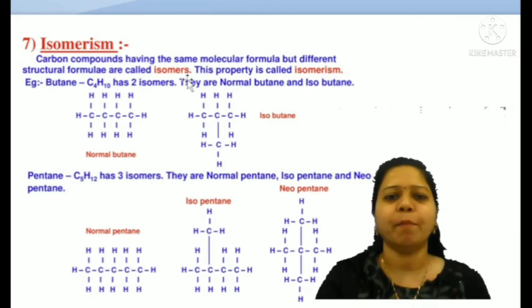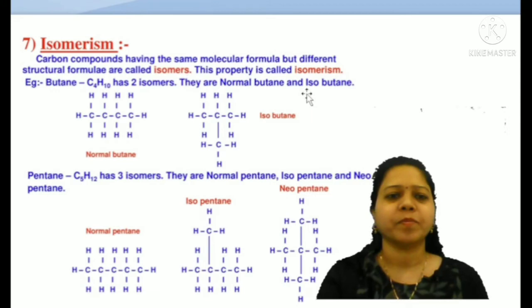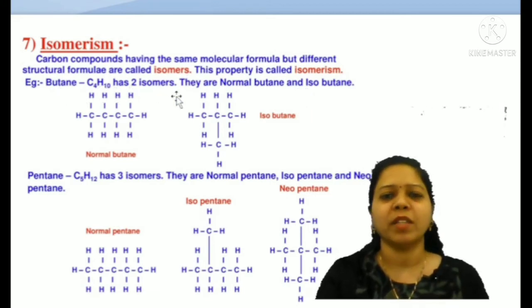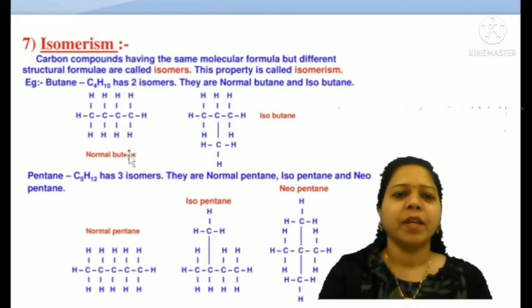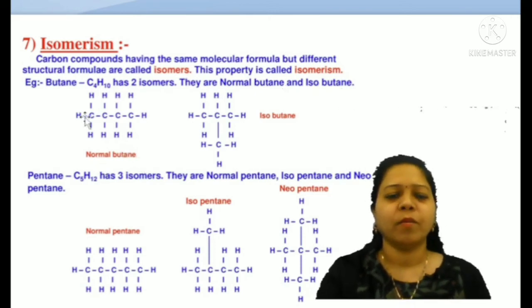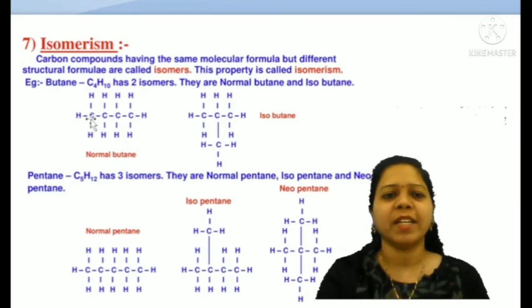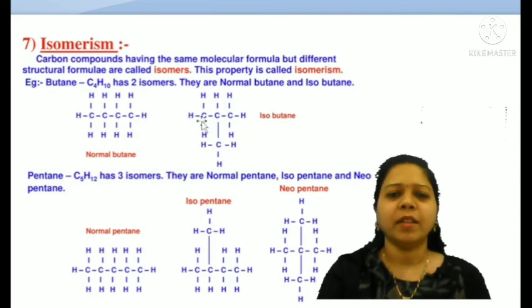We'll see with the help of an example. Butane, C4H10, has two isomers. They are normal butane and isobutane. Here in normal butane, we know the molecular formula for butane is C4H10. That's why there are 1, 2, 3, 4 carbons and 10 hydrogens here. Now this is the structure of isobutane. Here also 4 carbons and 10 hydrogens.